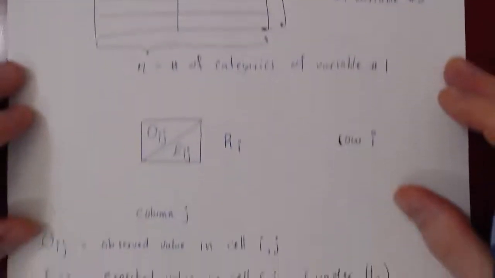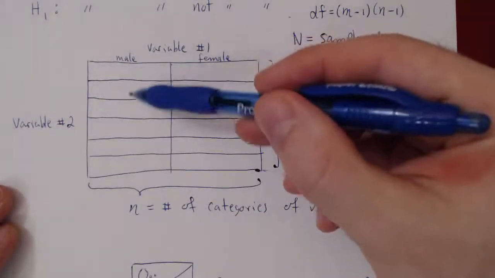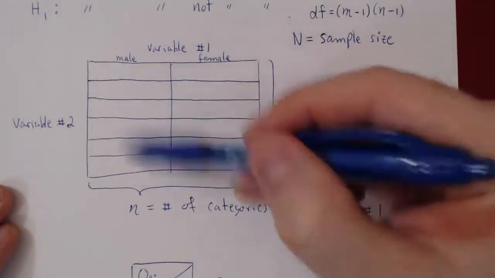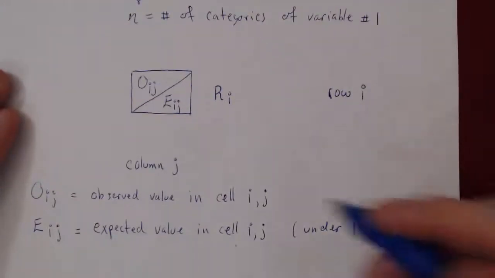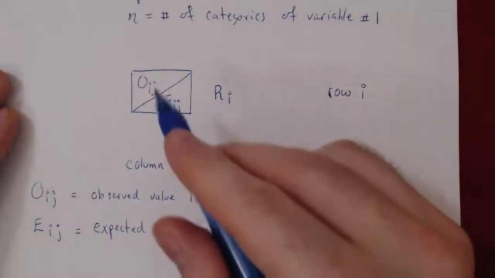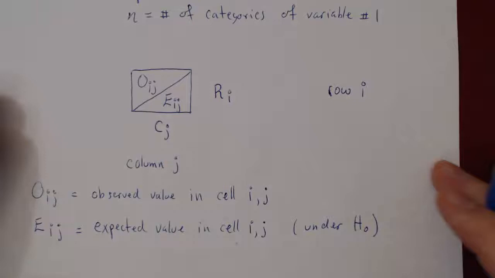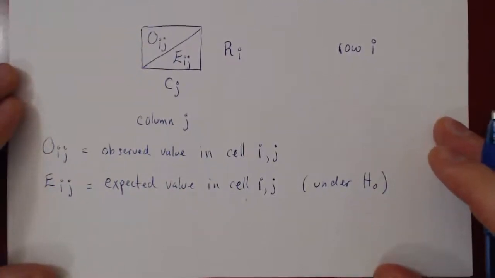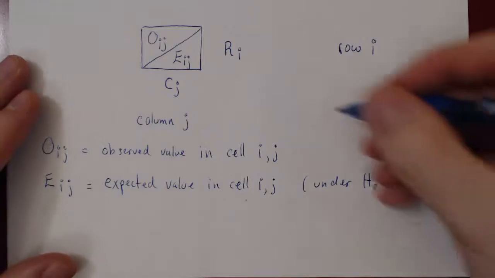And Cj will be the column total. So for example, here if we said C1, we would add every value in column 1. The total is what we call C1. Well, since we are in row I, column J, the column total is Cj. And keep in mind we have in total n values. Uppercase N is our sample size.